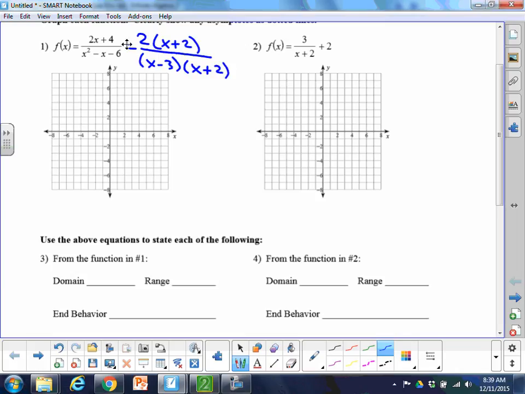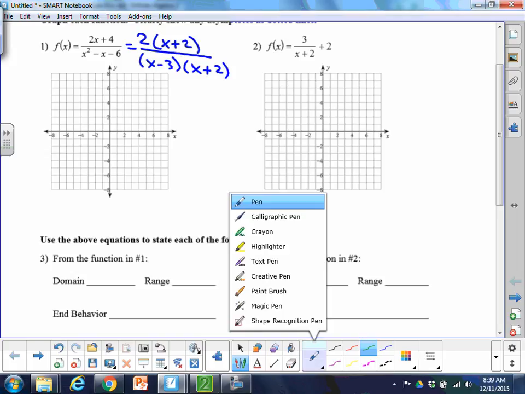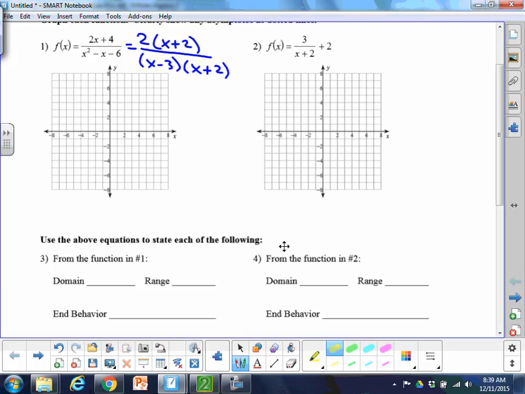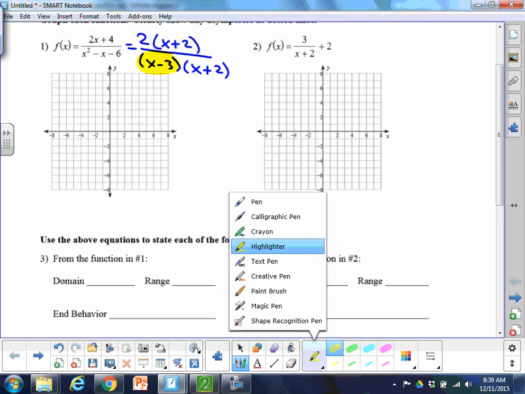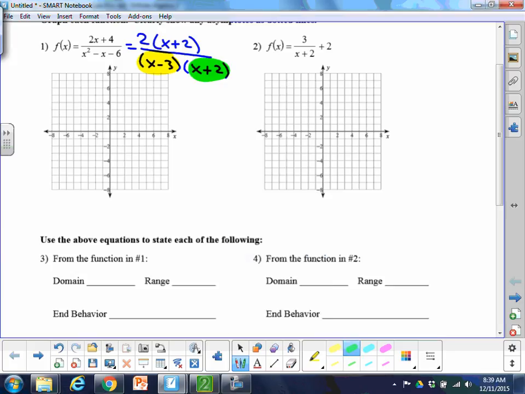Okay, and just stopping at this point lets you see which values are going to be restricted or excluded from the domain. So for this factor right here, if x were 3, we would have a 0 in the denominator. And from this factor here, if x were negative 2, we would have a 0 in the denominator. So I know for sure those are the two values that are not in the domain. Right, x cannot be 3 and x cannot be negative 2.